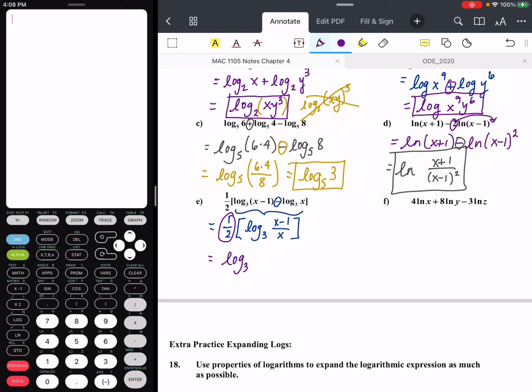Log base 3 of (x minus 1 over x), the whole thing raised to the power 1/2. And it looks probably a lot cleaner if we go ahead and write this in radical notation, although if it says keep rational exponents, then we're done. But most likely, you'd be asked to convert this to radical notation. Raising to the power 1/2 is equivalent to putting a big fat square root.